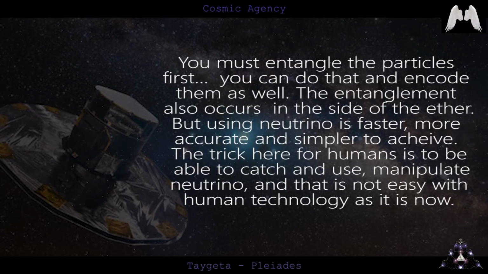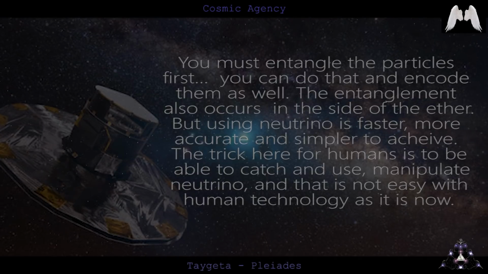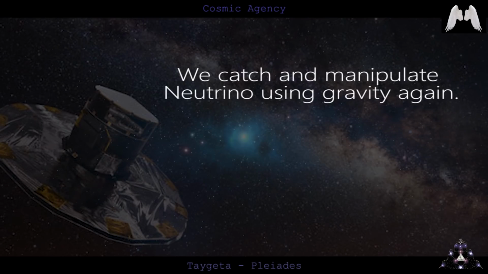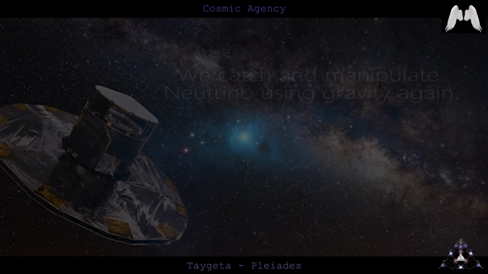The entanglement also occurs in the side of the ether, but using neutrinos is faster, more accurate, and simpler to achieve. The trick here for humans is to be able to catch, use, and manipulate neutrinos, and that is not easy with human technology as it is now. For certain. We catch and manipulate neutrinos using gravity again.